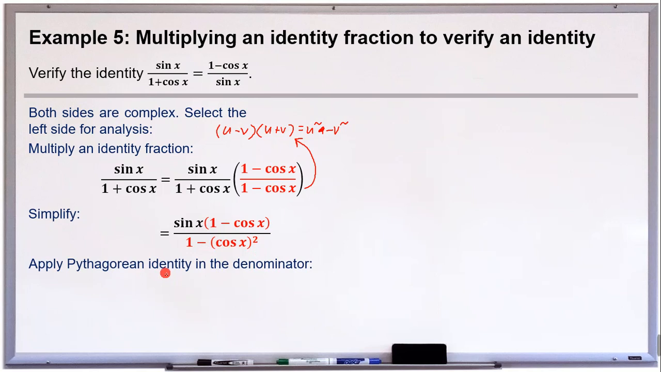Then we are going to apply the Pythagorean identity in the denominator, because we all know that 1 minus cosine x squared is simply equal to sine x squared. So we have here sine x times 1 minus cosine x over sine x squared. As you can see, there's a common factor in the numerator and in the denominator, and that is sine x. So canceling out sine x, we only have 1 left in the denominator for sine x. So we have here 1 minus cosine x over sine x, and we have just proved that the left side expression matches the right side expression.